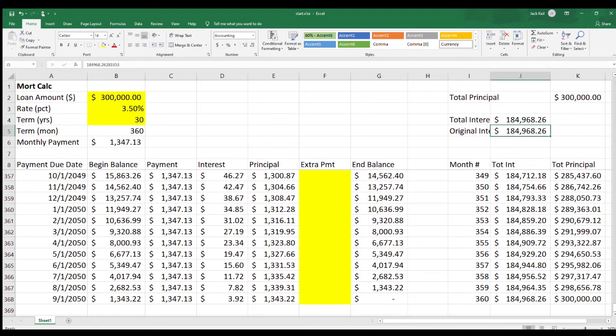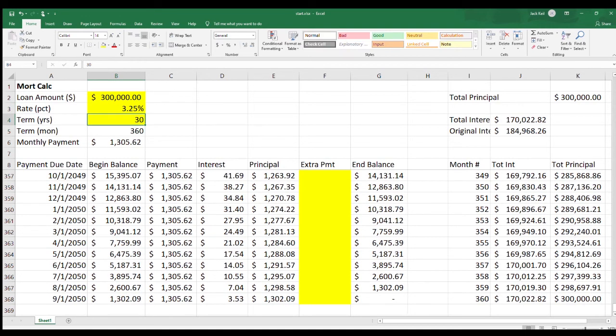It should match up well with the good mortgage calculators on the web, and we can use it to do things like say, if my note rate was 3.25 instead of 3.5, so 0.0325, my new total interest payments would be around $170,000.